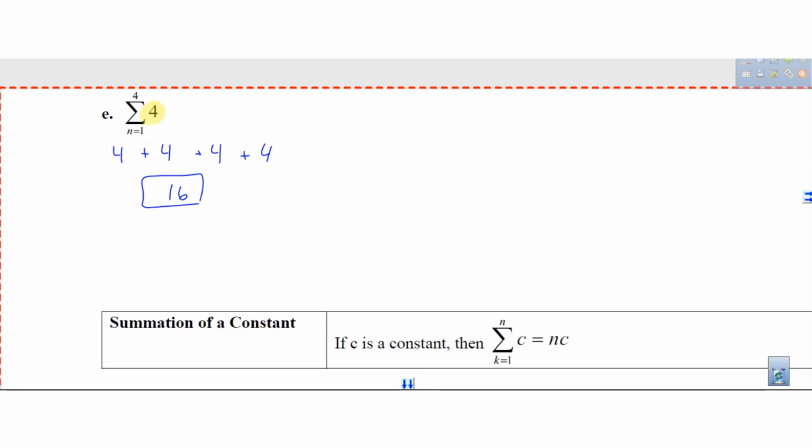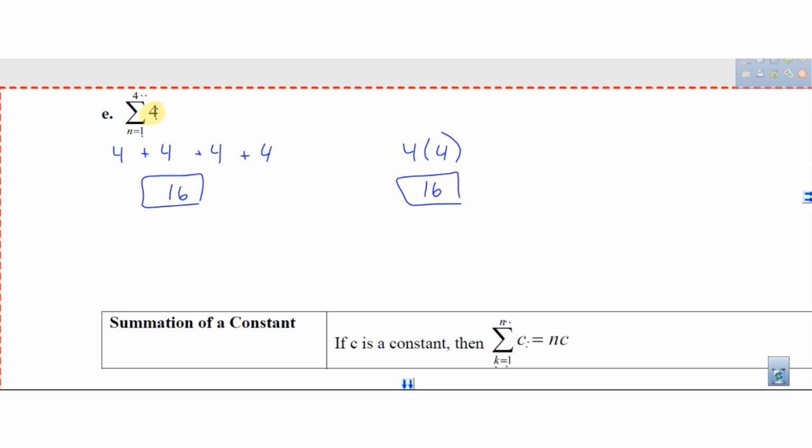And I'm done. Okay. Now, here's a formula. This is a shortcut. You guys know that a constant is a number that doesn't have any letters in it. So look. K equals 1 to k equals n. This is n equals 1 to n equals 4. It doesn't matter if it says n or k. Of c of 4. 4 is a constant. So the formula is take your n and times it by c. So take your 4 and times it by 4 and you get 16.